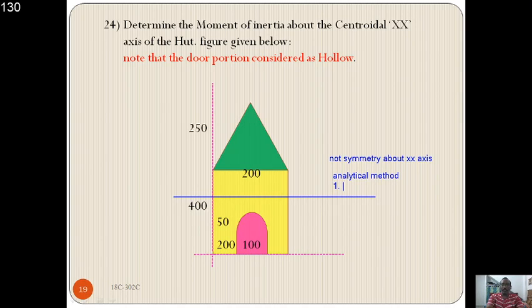So the first step is to find the centroid. Then the second step, find the individual I-axis values. Then the third one, use the parallel axis theorem. Then find the total I value. For that, deduction of the hollow portions is required. So let us go for the procedure.